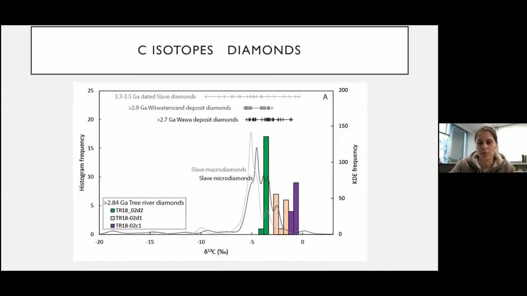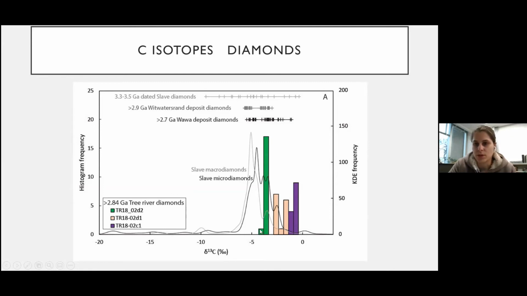Now, this is supported by the carbon isotopes that we measured in the diamonds. We've plotted the carbon isotope composition on the x-axis, and then we've got the histogram frequency on the left. As you can see in the histogram, you can see our three samples, and they plot at quite heavy carbon isotope values. The mantle plots around -5, whereas carbonates plot at heavier values closer towards 0 or even +3.